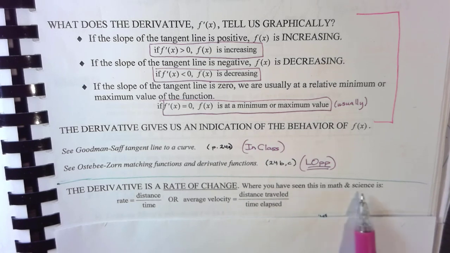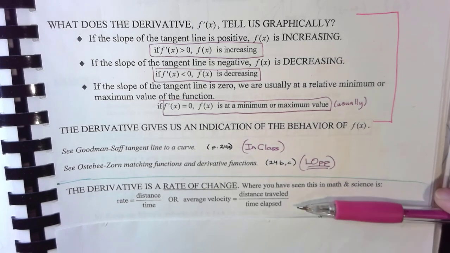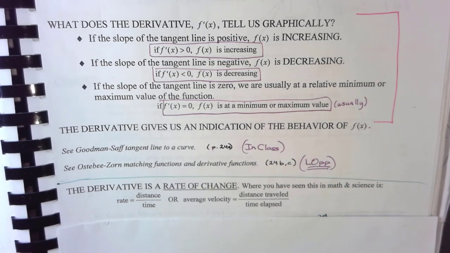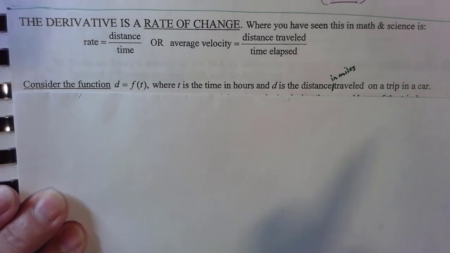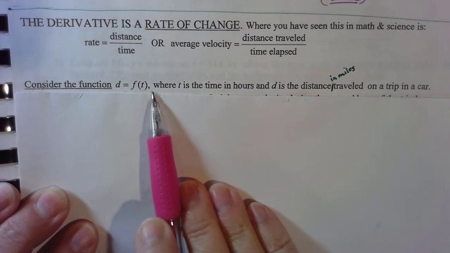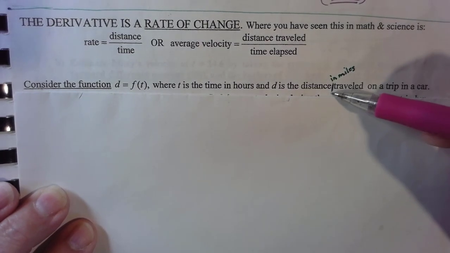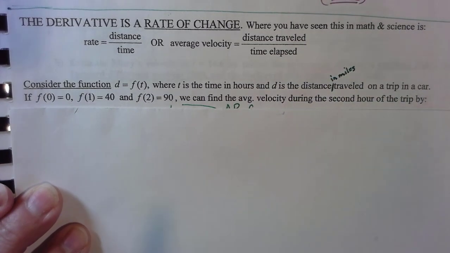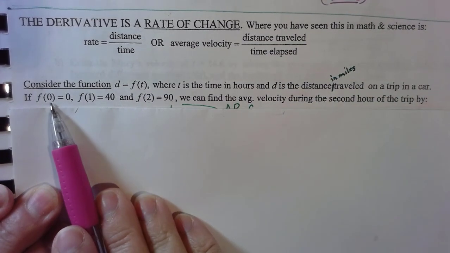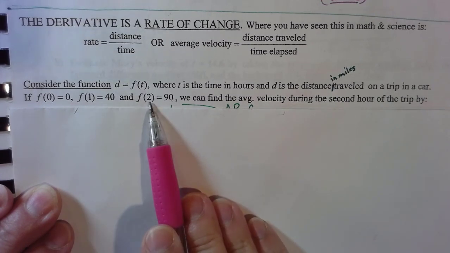Where have you seen this in math and science? Well, rate is distance over time, or average velocity is distance traveled over time elapsed. So this is actually not really a new concept. Let's consider a function where distance is a function of time. Time is in hours, and distance is the distance in miles traveled on a trip in a car. So if f at 0 is 0, meaning at time equals 0, we haven't gone anywhere. After 1 hour, we've gone 40 miles. After 2 hours, we've gone 90 miles.